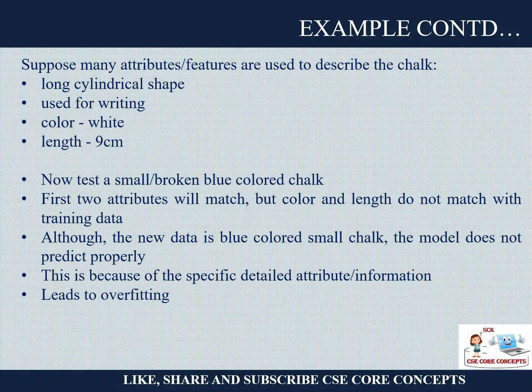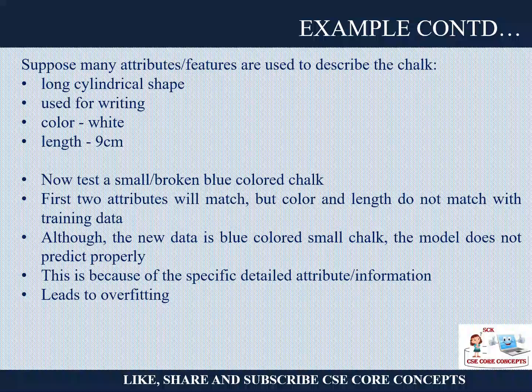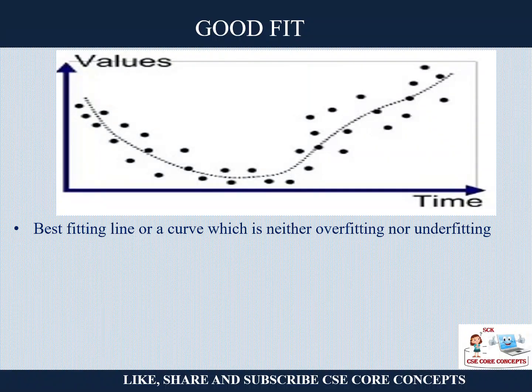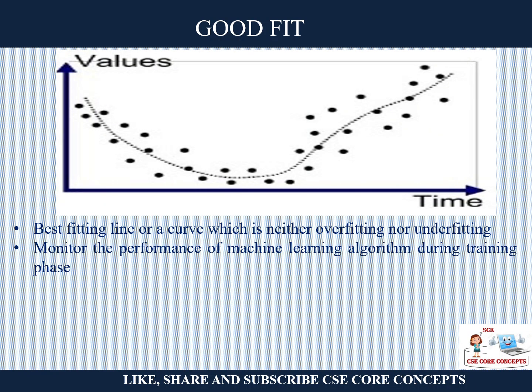So what you can do here is that you can give a long cylindrical shape and used for writing on the boards. Okay, if you write where you can write it on the boards, then it can be considered as a chalk. Okay, so this is an overfitted model because you have used so many attributes, and because of so many attributes, it is leading to an overfitted model, right? So best fitting is when a line which is neither overfitted nor underfitted.